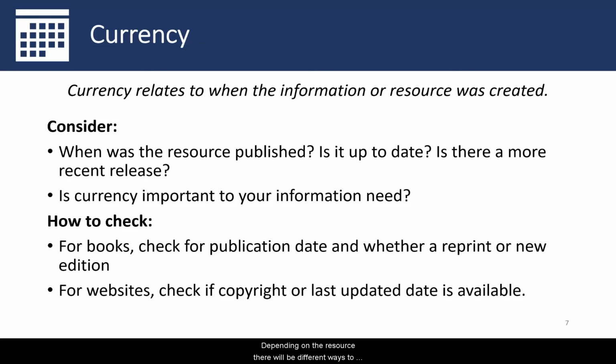Depending on the resource, there will be different ways to check for currency. For example, for books, you'll want to check for a publication date and whether or not it's been reprinted or has any new editions. For websites, you'll want to check if the copyright or last updated date is available. These can often be found in the footer of a website or sometimes at the top or bottom of articles.